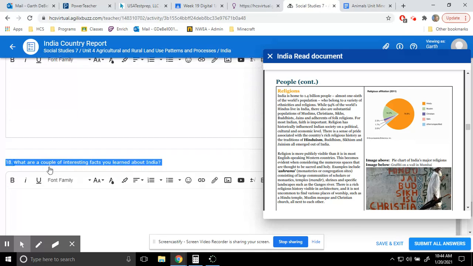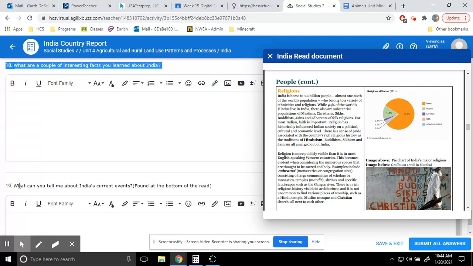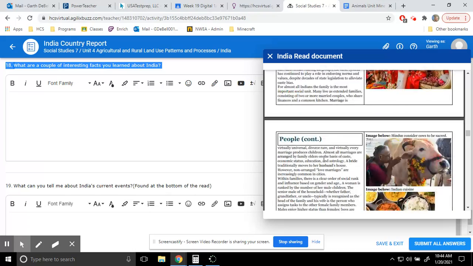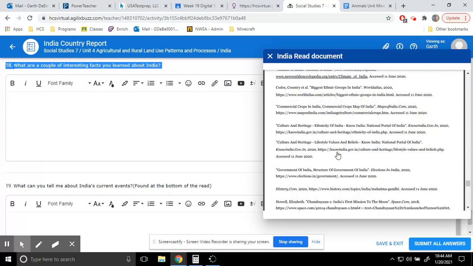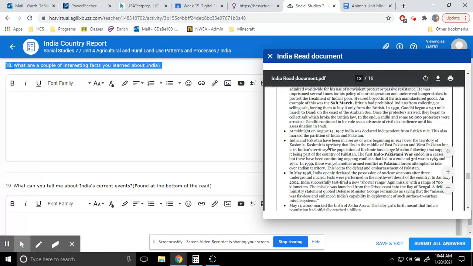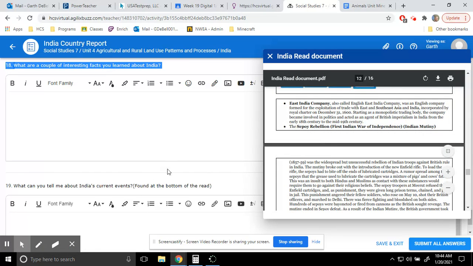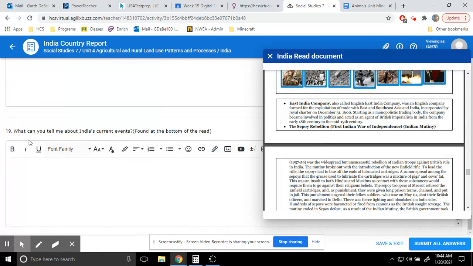Interesting facts are completely up to you. And what can you tell me about India's current events? These are found towards the bottom right here in this section of the read. I will not accept an answer of "I couldn't find any." They're right here. It's why I put it at the bottom of the read. All right.